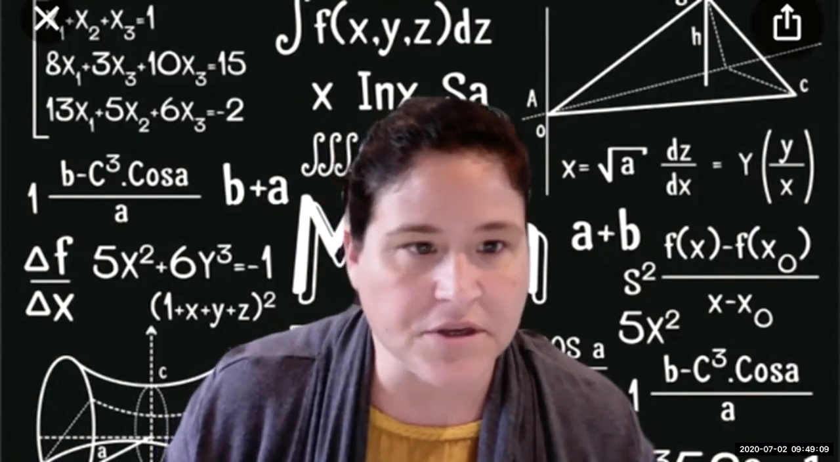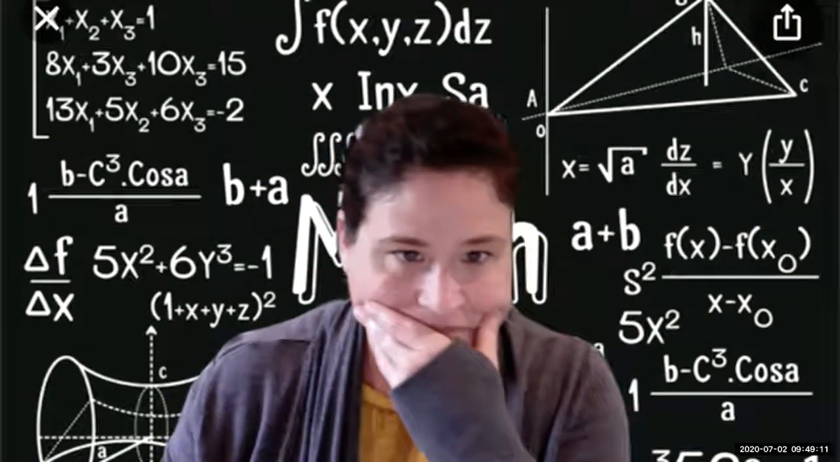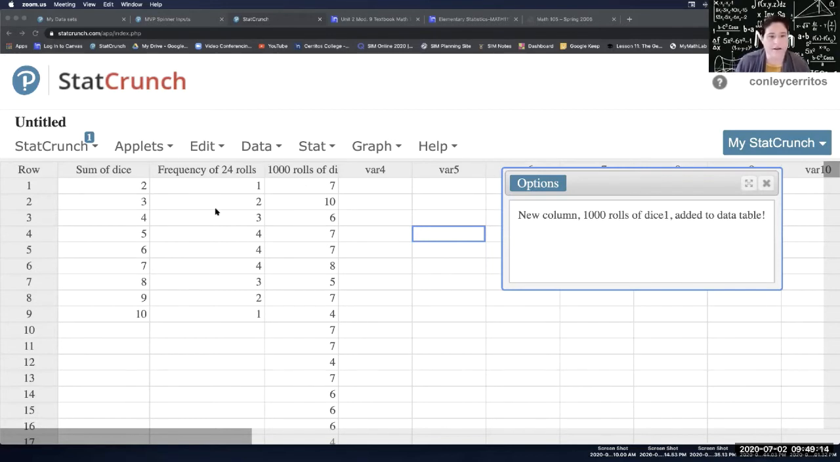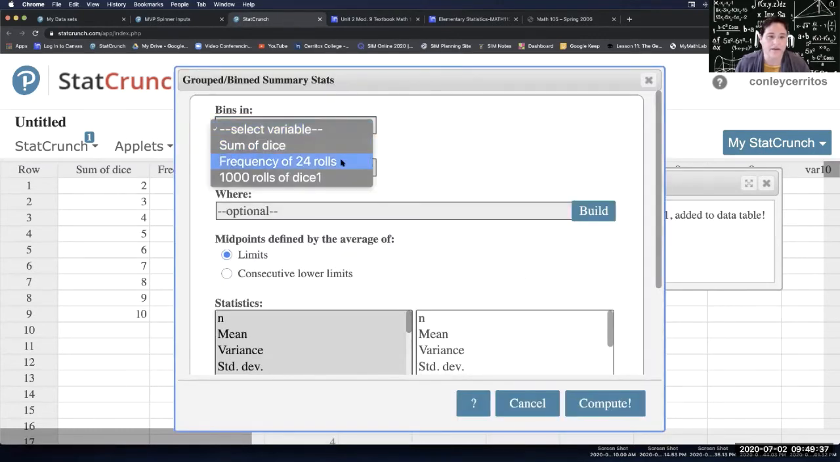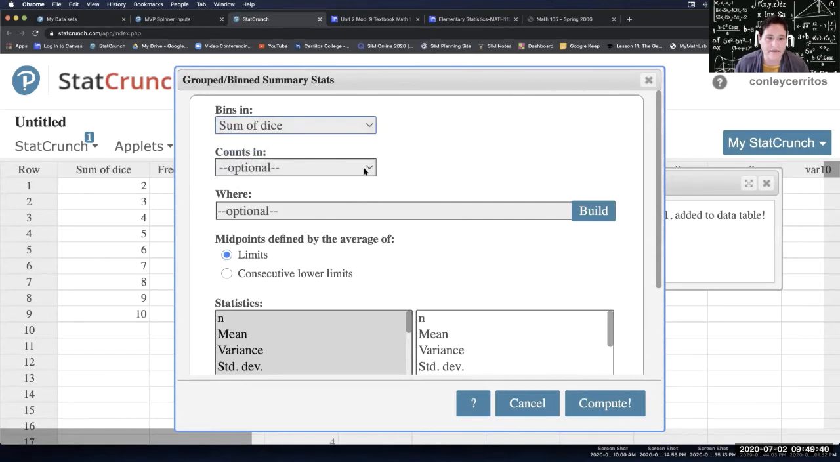But let me show you, I'm going to share my screen. If I wanted to get the population mean for the grouped binned data without going into the stat calculator, I'd go to Stat and Summary Stats, but down here, if it's a probability distribution, we're going to go to Group/Bin Data. Then my bins are the sum of my dice, and my counts are in my frequency.